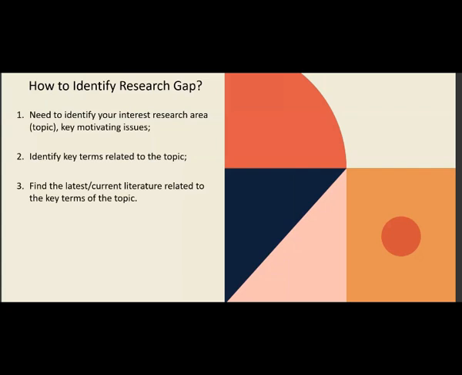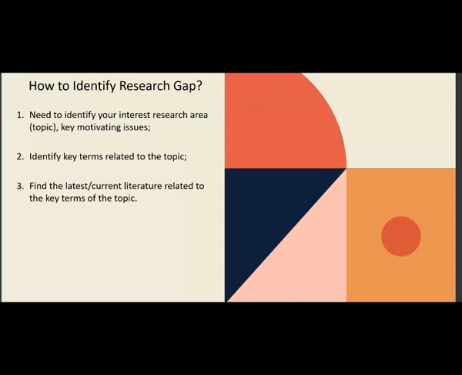Okay, the next one, when you identify your keyword, you need to find the latest or current literature related to the key terms of your topic. Okay, we will go through this point 3 later on, how you can find relevant literature easily. So you need to find what is related, what have been done in your area. What have been done doesn't mean that it only comes from journal papers, from books, and so on.